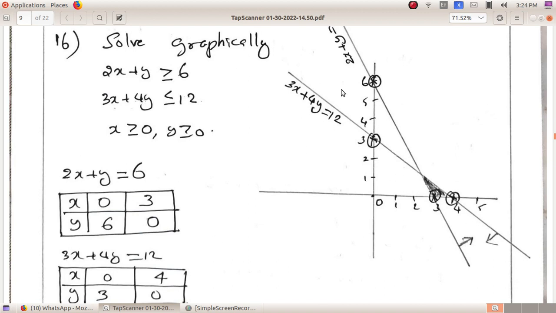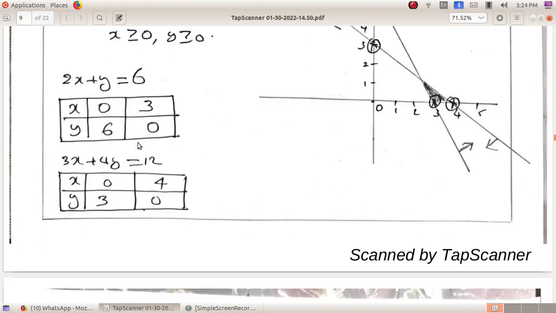Then by observing the figure, the common shaded region will be this one. For this direction and for this direction, the common shading will be here. This is the solution. So that is all about this question.